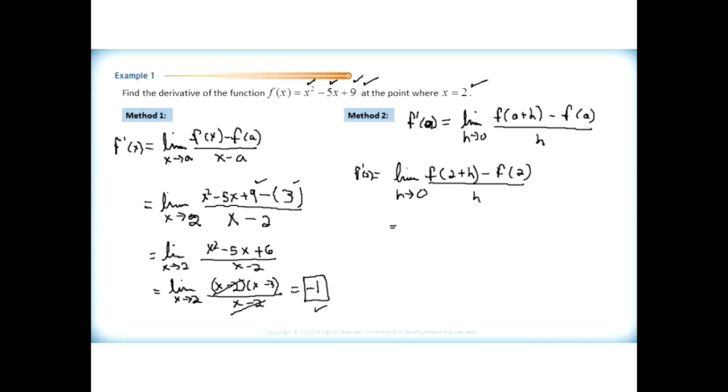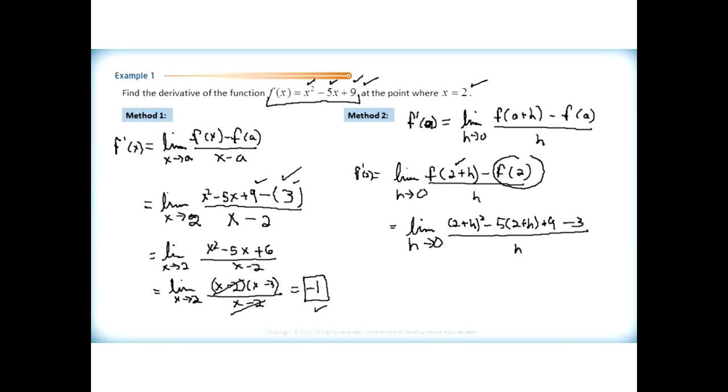So we already worked out the f of 2 business in the previous method when we did that. So the f of 2, we know this part right here already is going to be working out to 3. To get f of 2 plus h, I have to take my function f of x, and like we learned a long time ago, we've got to fill in 2 plus h everywhere we see an x there. So that'll be 2 plus h squared minus 5 times 2 plus h, and then plus 9, and then subtract our f of 2, which we already evaluated over here, to be a 3. And then that's all divided by h.